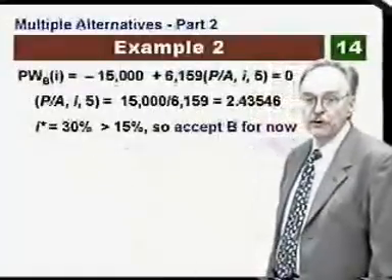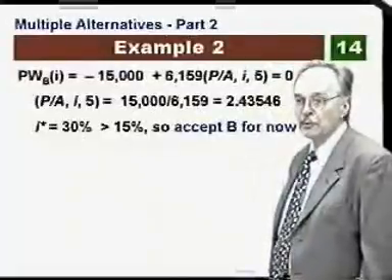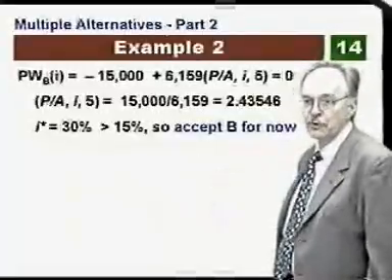And since that exceeds the minimum attractive rate of return, we'll accept B for now. B is an acceptable project. It's the smallest one, so it becomes the defender in this process.